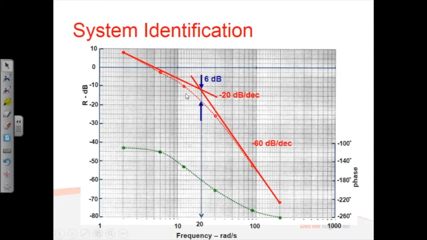The magic number for a second order system is if it's critically damped, the difference between the asymptotes and the real data is minus 6 decibels. And that indicates critical damping.